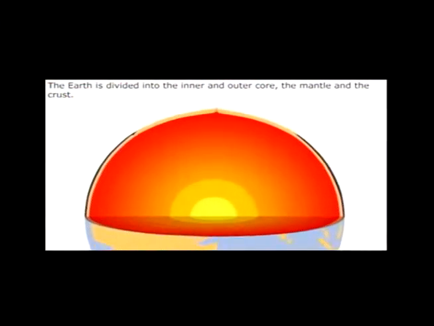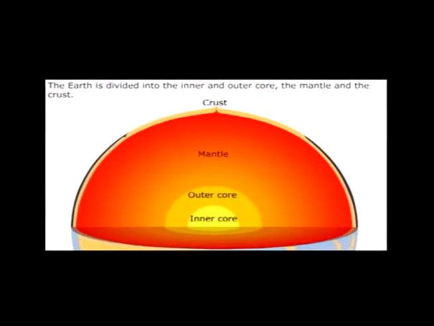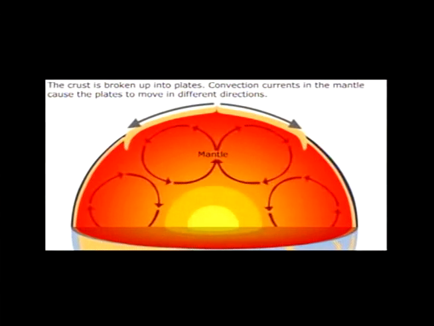The Earth is divided into the inner and outer core, the mantle and the crust. The crust is broken up into plates. Convection currents in the mantle cause the plates to move in different directions. Most earthquakes occur at the plate boundaries. As you can see in this picture, most earthquakes occur at the plate boundaries.